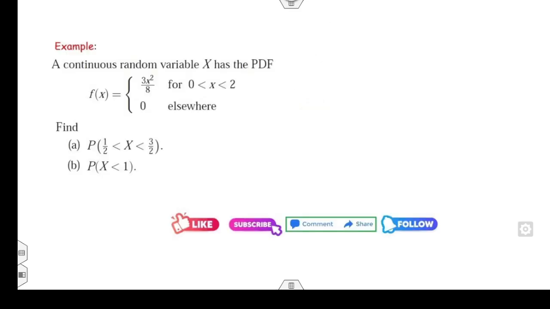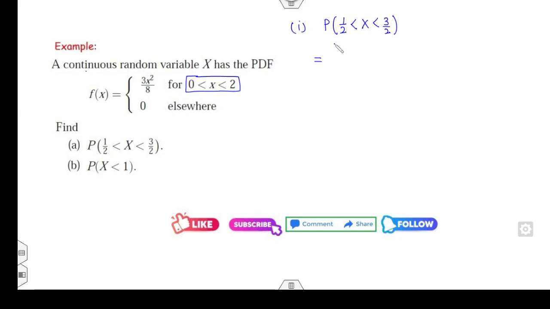Now, first of all, how can you identify whether it's continuous or discrete? Clearly, it involves infinitely many values. X lies between 0 to 2. So that is my continuous random variable. Now your first target is to find the probability that X lies between half and 3 by 2.